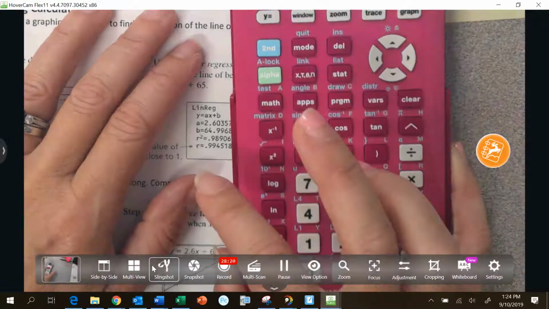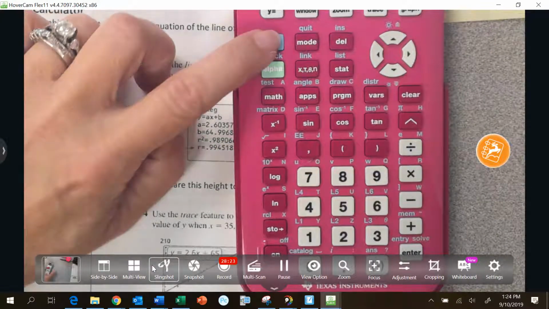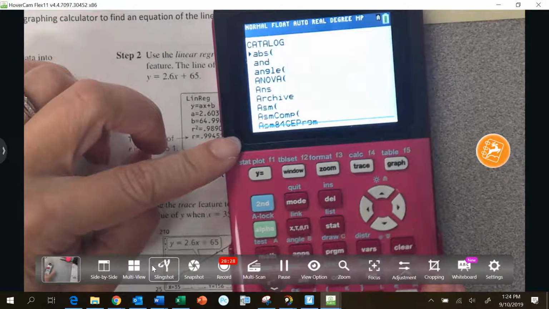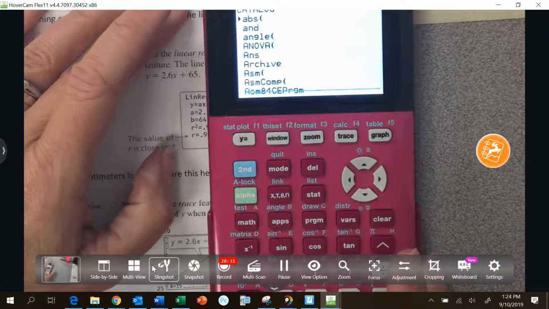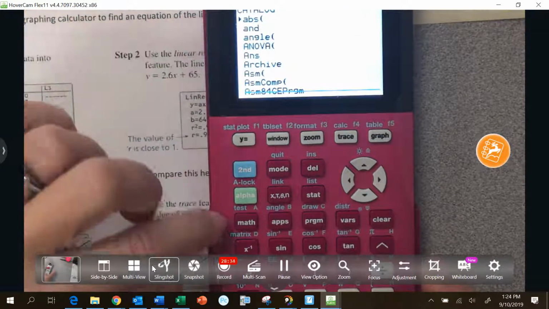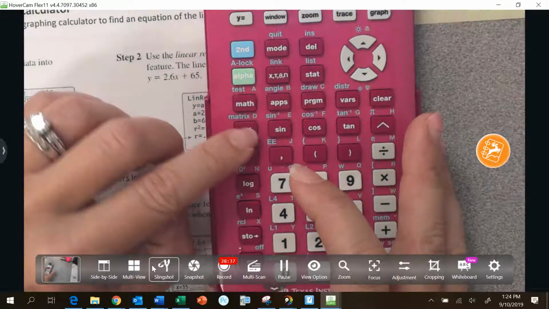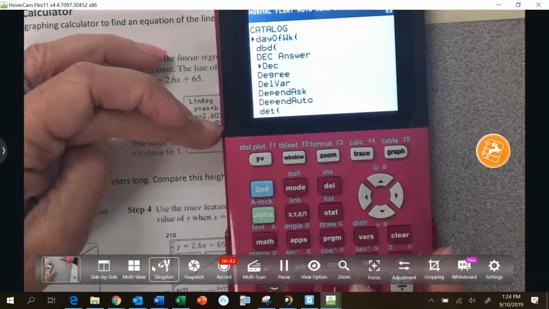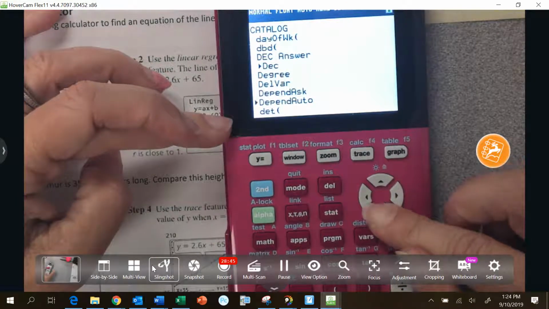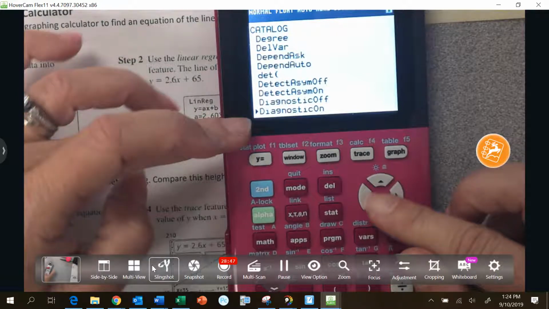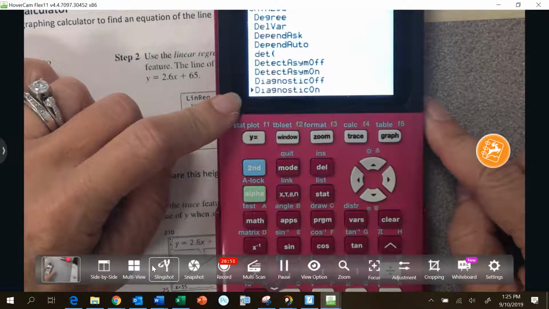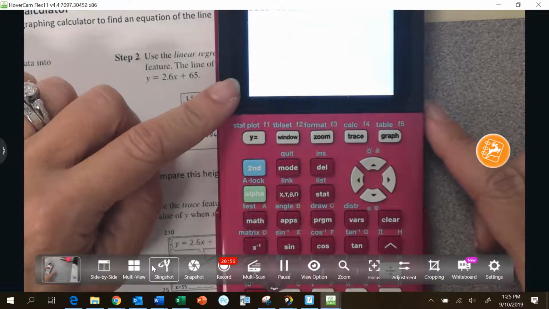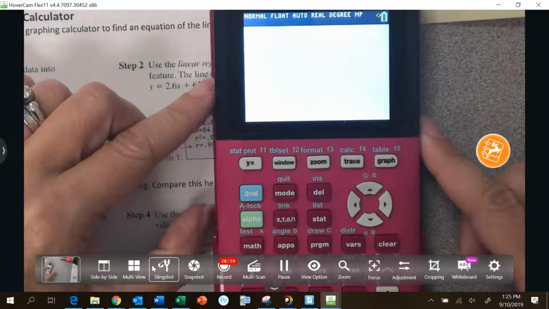We're going to click on the catalog, which is second. It says catalog, and you'll see this big list come up. I'm looking for the D's, so on my alpha, there's a D above that X to the -1. I'm going to hit that, and it's going to jump all the way to the D's. And I'm going to arrow down until I find where it says diagnostic on. We want to put diagnostic on. If you have your arrow on that, hit enter, and then enter again. And it'll say done.